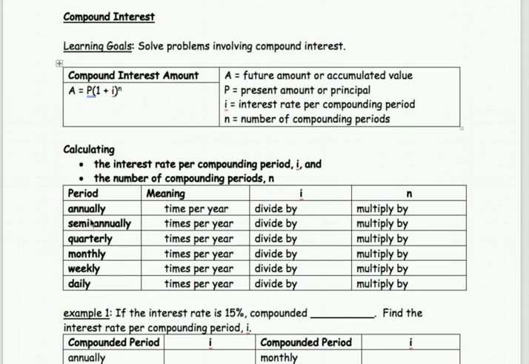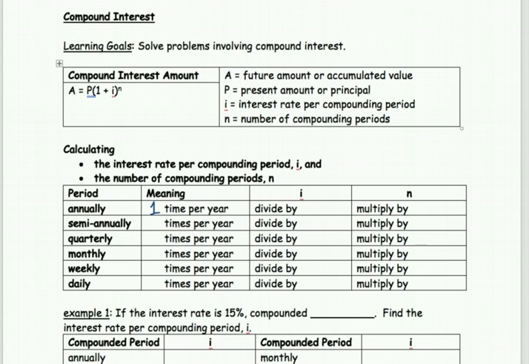So when I say I'm going to give you money annually, what does that mean? Annually means yearly. It's a fancy way to say yearly. So how many times a year is that? Well, that's once a year.